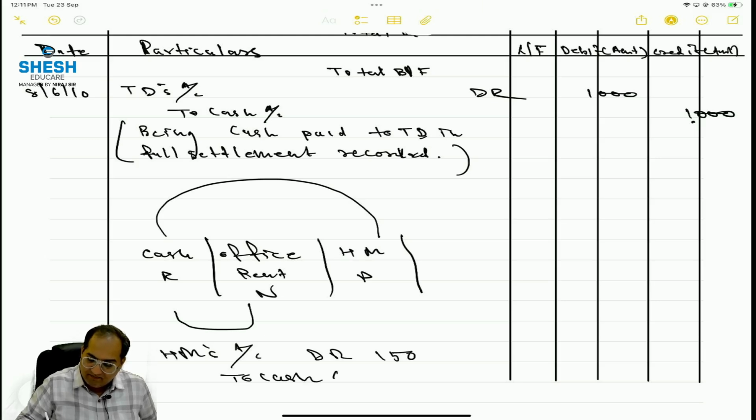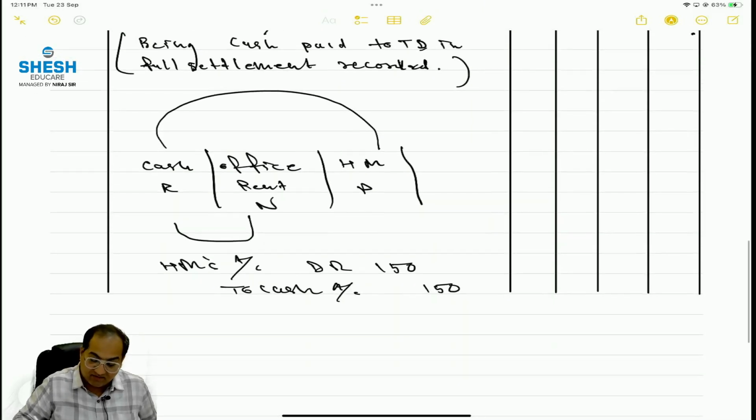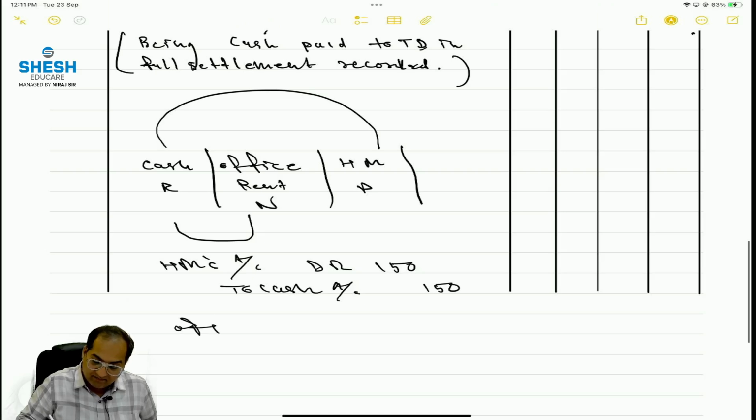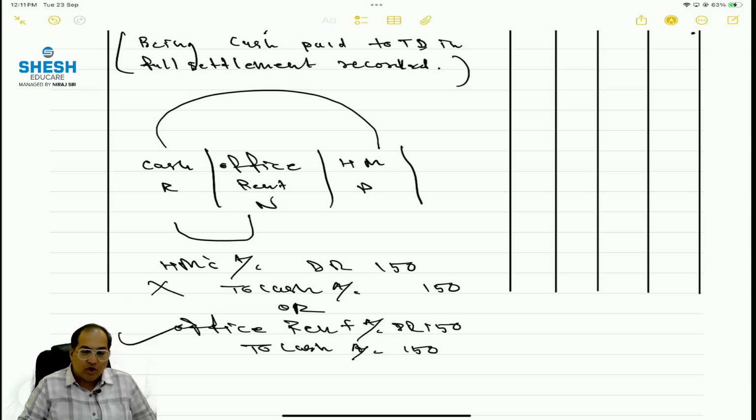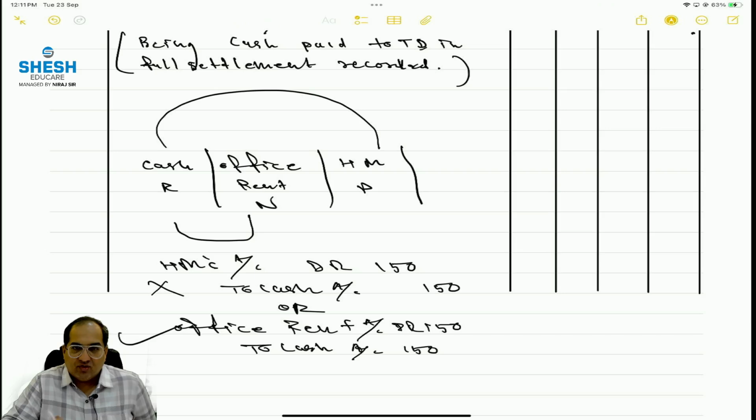If I pick up personal and real, because Arshad Mehta is the receiver. But if I pick up nominal and real, then my entry is office rent account debit 150 to cash account 150. हेलो, ये दोनों में से ये रॉन्ग है, ये राइट है. क्यों? यू अंडरस्टैंड यू आर पेइंग ऑफिस रेंट टू हर्षद मेहता.